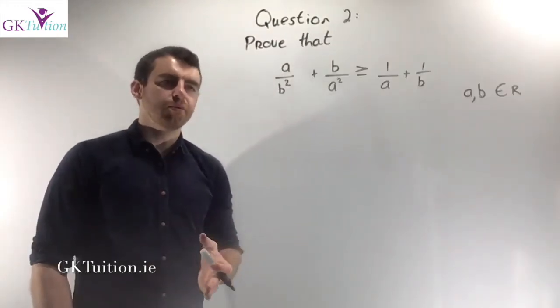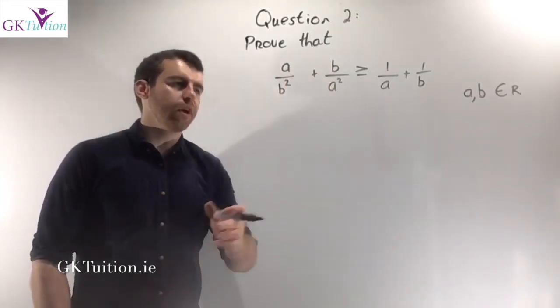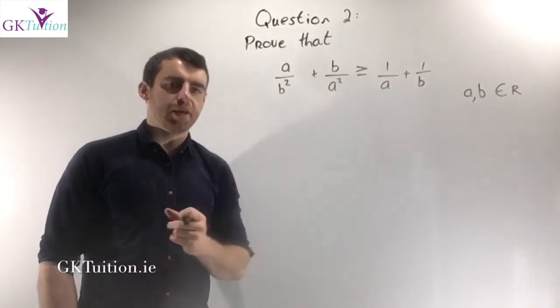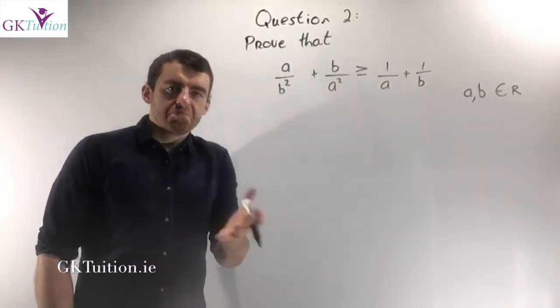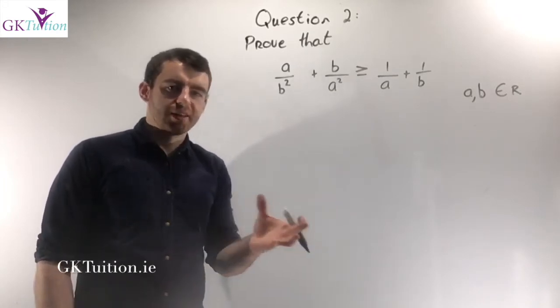Okay, question 2, we were asked to prove that A over B squared plus B over A squared is greater than or equal to 1 over A plus 1 over B. Once again, there's a couple of different ways of doing this one. So if you don't follow the same method as me, then that's fine.